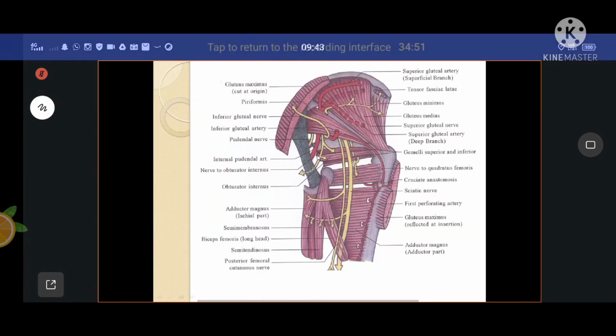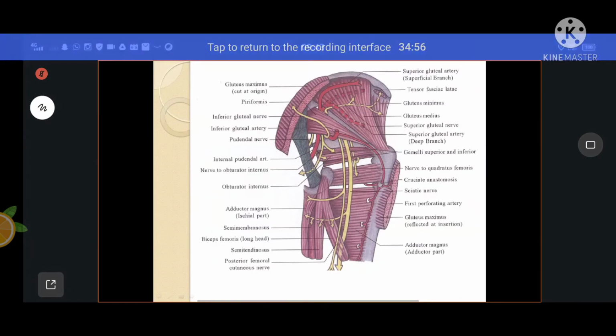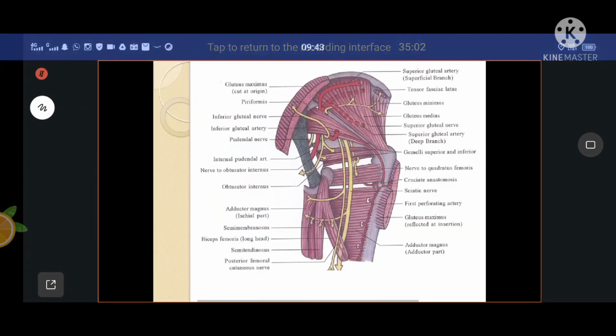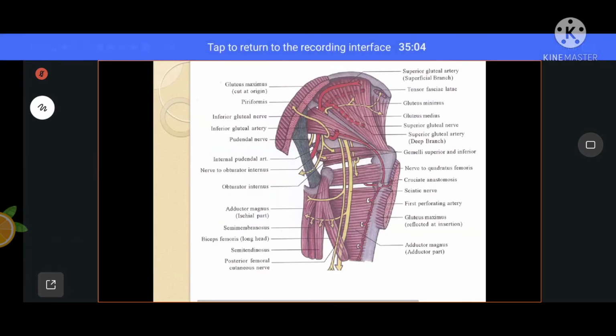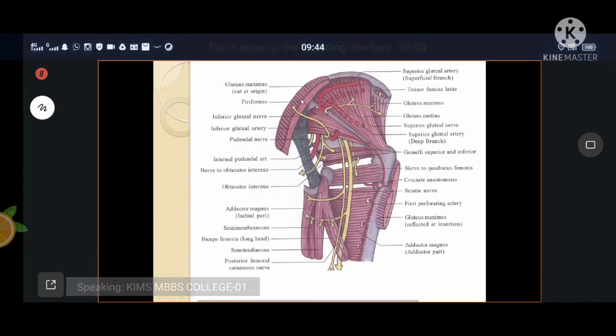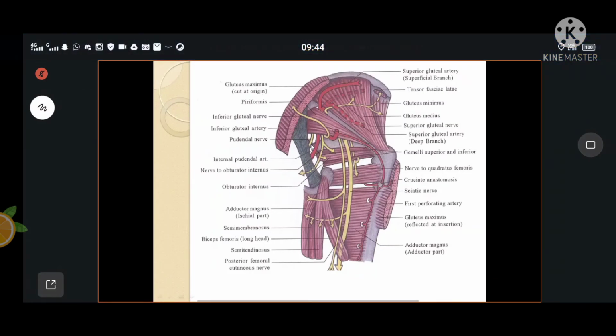So these are all the structures which you find under the gluteus maximus muscle. These structures under the gluteus maximus muscle have again come as an essay question for you, right? And along with that, you find the ligaments. What are the ligaments under the cover of the gluteus maximus? The sacrotuberous ligament and the sacrospinous ligament, right?